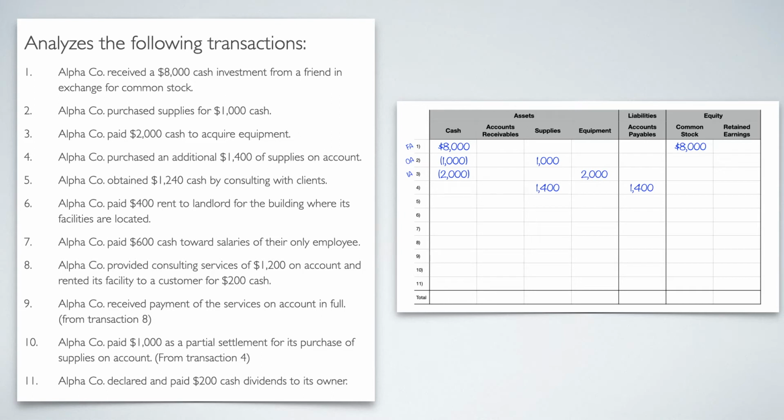All right, let's look at transaction 5. Alpha Company obtains $1,240 cash by consulting with clients. So we've actually done something now. We've done some work. Our clients have paid us $1,240 cash. So we need to record that. Is cash involved? Yes, cash is involved. It does go up because we received $1,240. So I'm going to put positive $1,240 under cash.